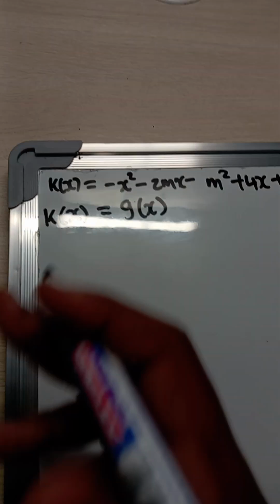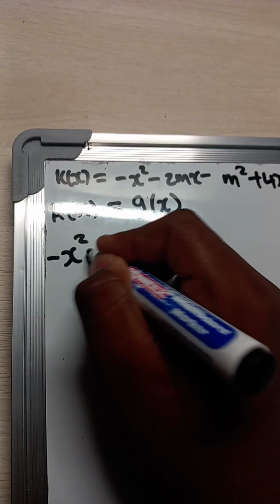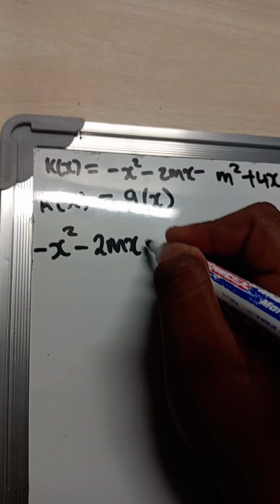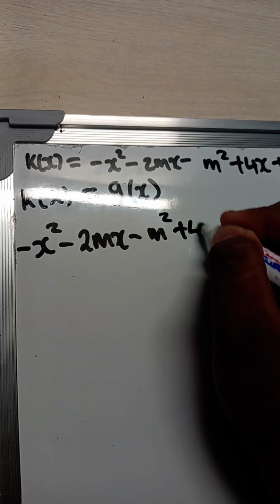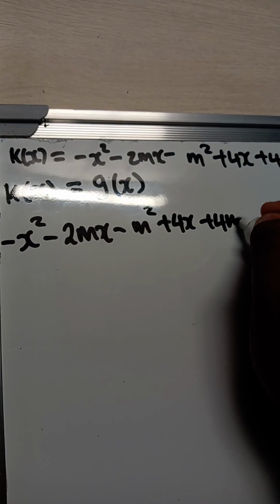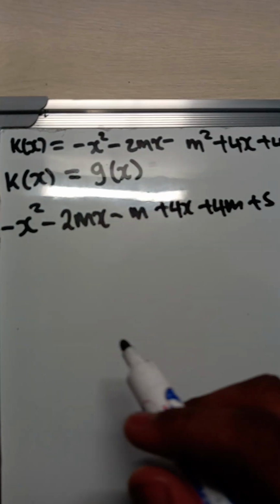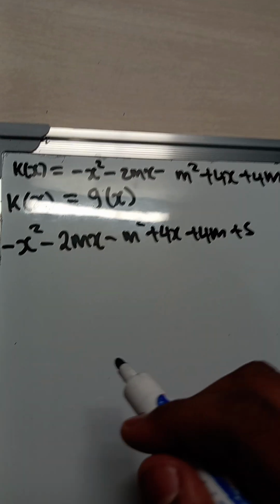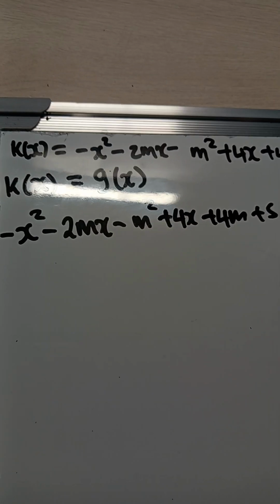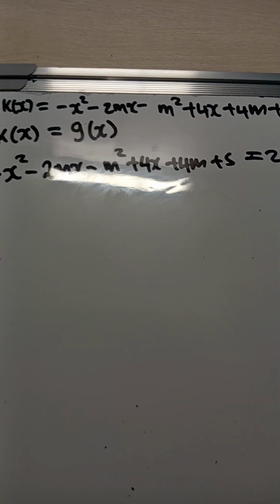I wish I was using something else just to copy and paste, but I can't. I have to rewrite the whole expression. Plus 4x plus 4m plus 5. x squared minus 2mx minus m squared plus 4x plus 4m plus 5 equals 2x plus 2. Let's just simplify our mathematics now.